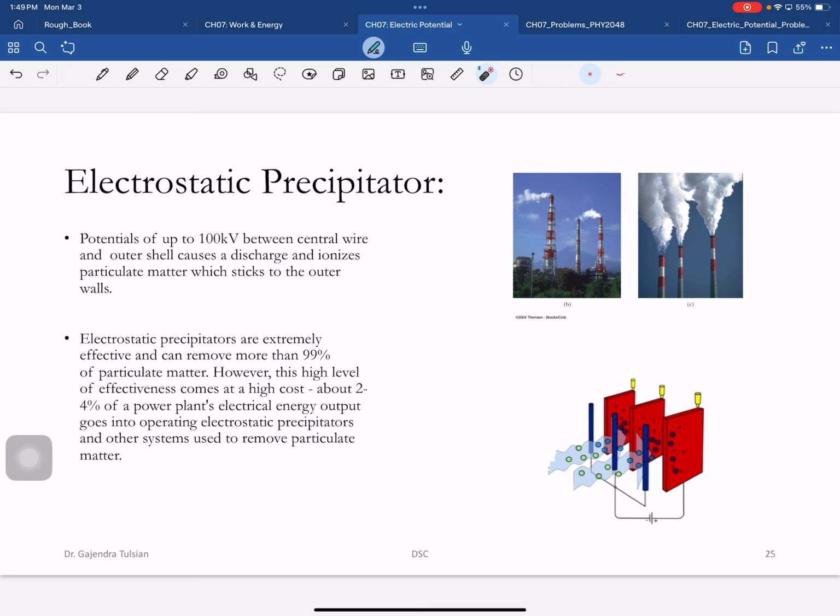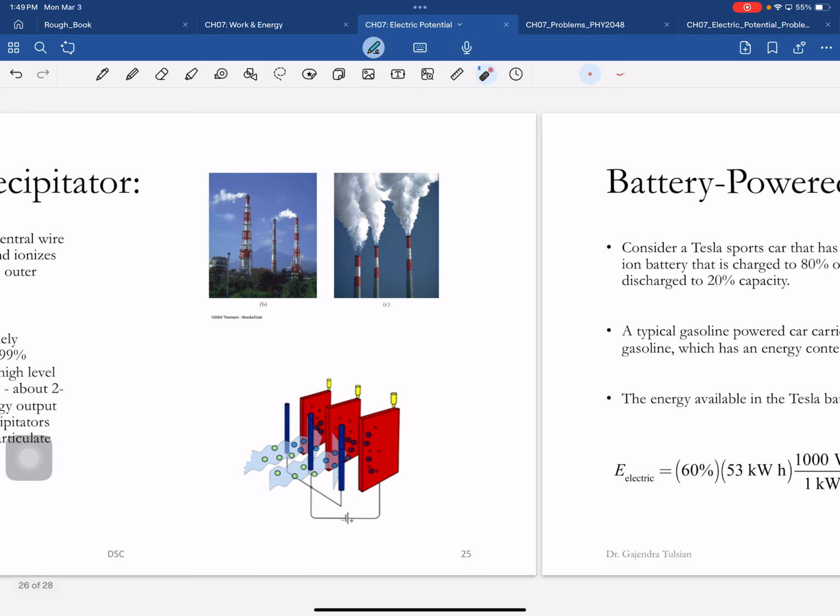You can remove 99% of the particulate matter, but it costs you about 3 cents to every dollar you produce. So you had to make laws for people to comply with that, to spend that money.